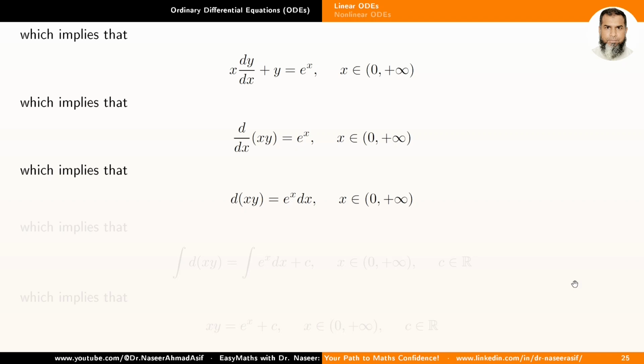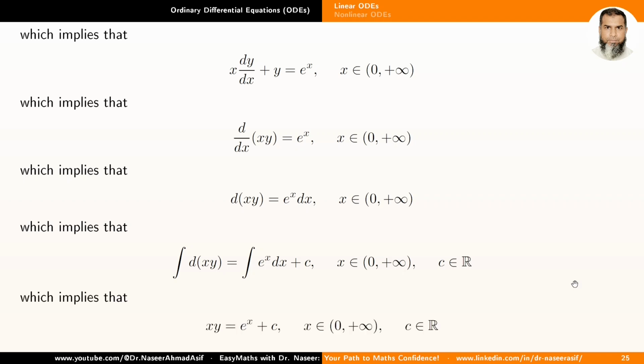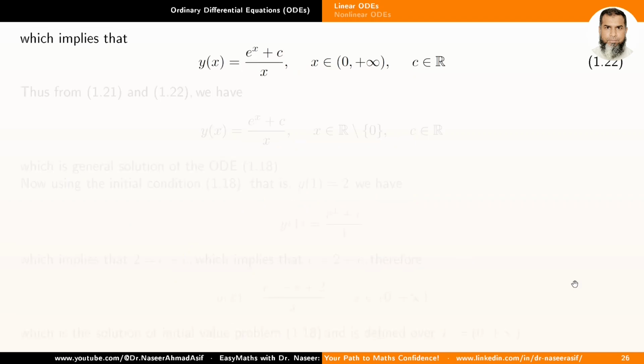So d of xy is equal to exponential s ds, where s equal to 0 to plus infinity open interval. Taking integral, we have integral of d of xy is equal to integral of exponential s ds plus c, where s equal to 0 to plus infinity open interval and c is arbitrary constant. So xy is equal to exponential s plus c, where s equal to 0 to plus infinity open interval and c is arbitrary constant. So y of x is equal to exponential x plus c over x, where x equal to 0 to plus infinity open interval and c is arbitrary constant.